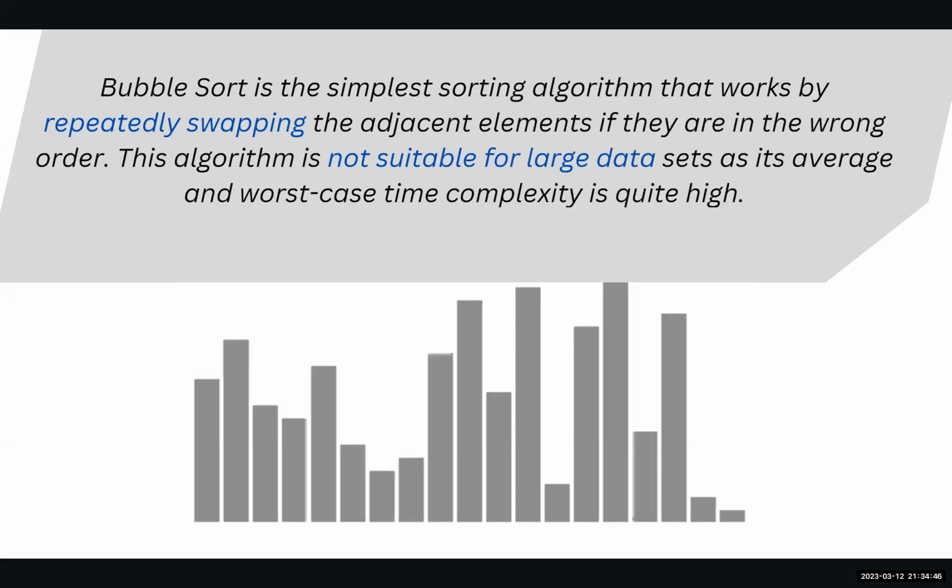Bubble sort is the simplest sorting algorithm that works by repeatedly swapping the adjacent elements if they are in the wrong order. This algorithm is not suitable for large data sets as its average and worst case time complexity is quite high. So this is just repeated swapping of elements based upon their values.